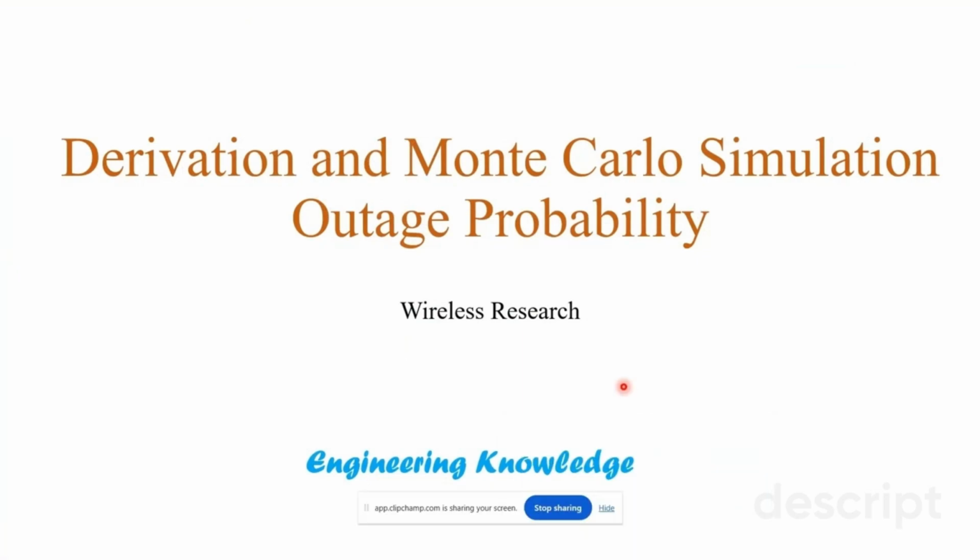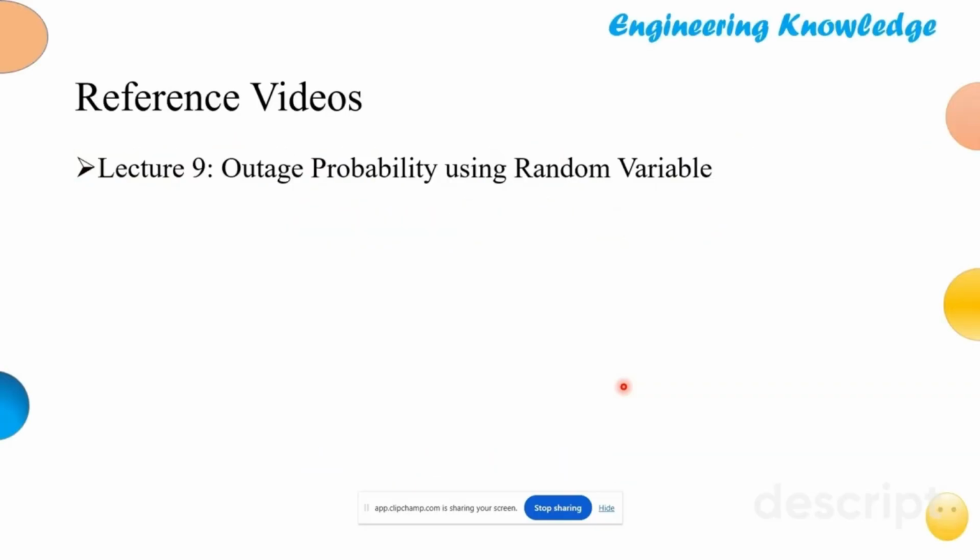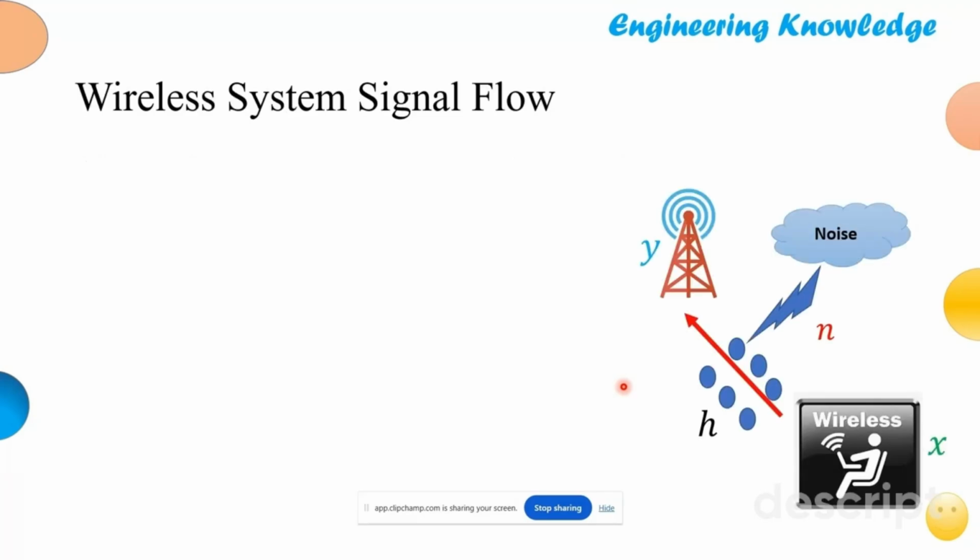So, welcome to this lecture in which I will derive the closed form expression of outage probability for Rayleigh fading channels, and will also perform Monte Carlo simulation and see whether the results match or not. For reference, in my playlist of wireless research, you can check out lecture number 9, where outage probability using a random variable has been discussed in detail. That is what we are going to use in this lecture.